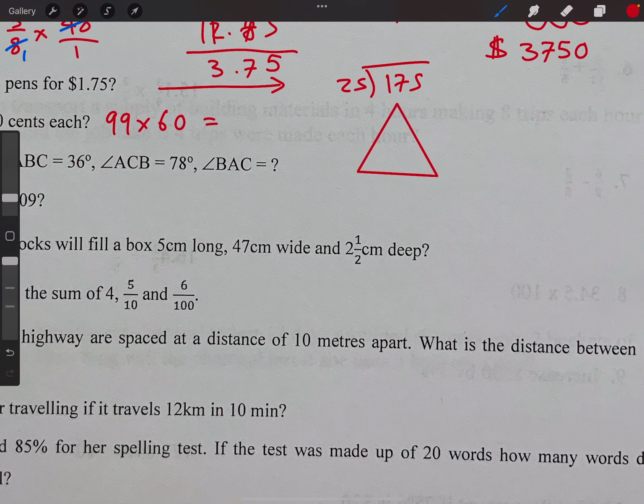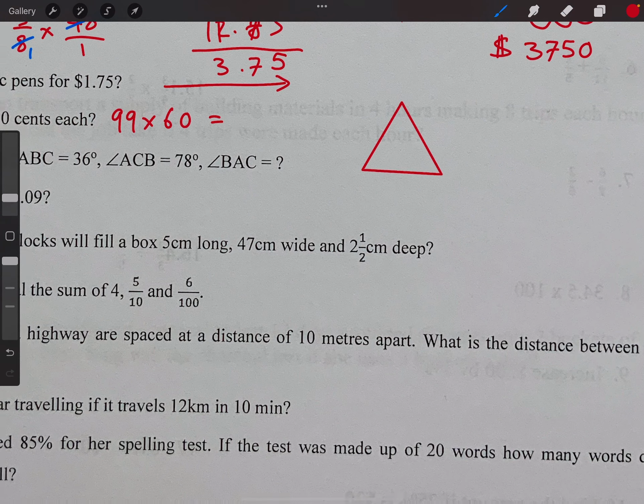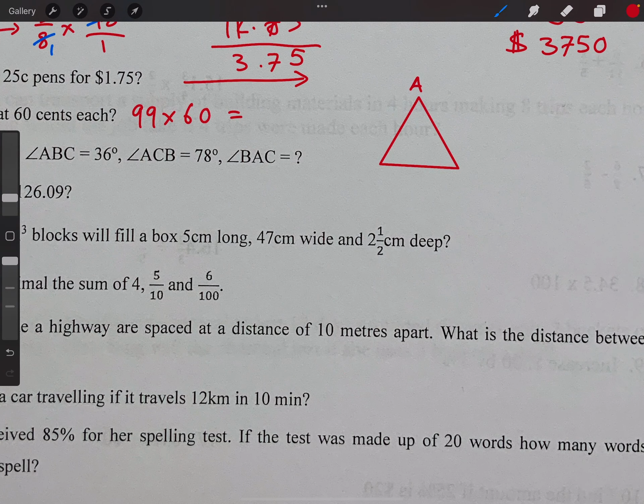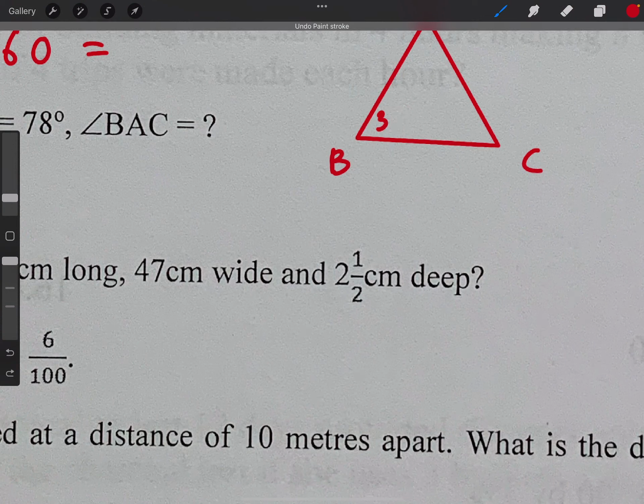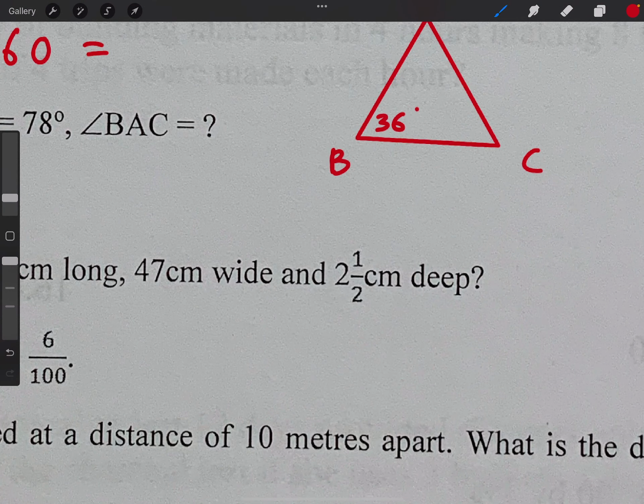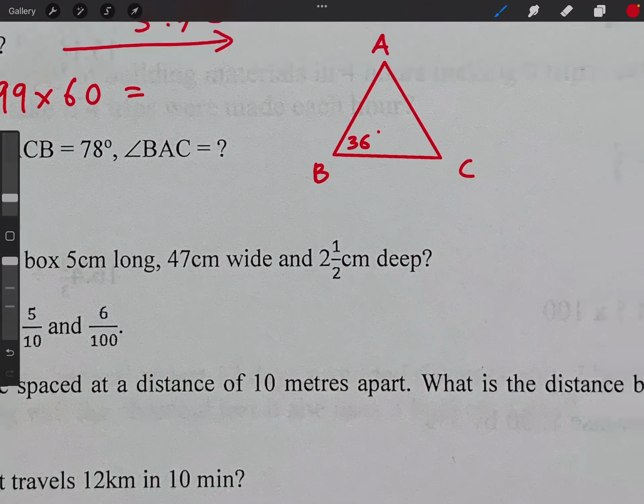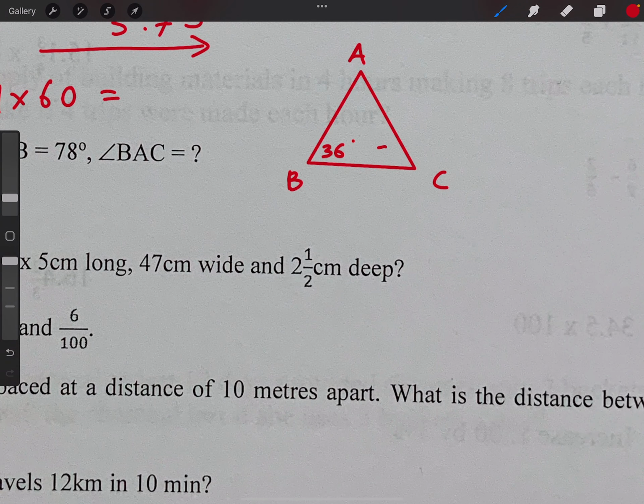Okay, let me just rub this out. Okay, so A, B, C. Angle ABC is 36, so this one is 36 degrees. Angle ACB is 78, so this one is 78.